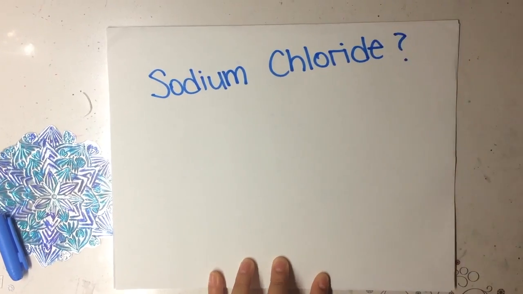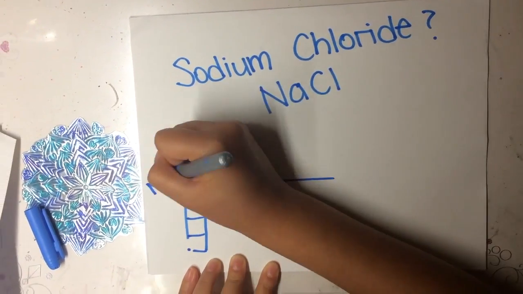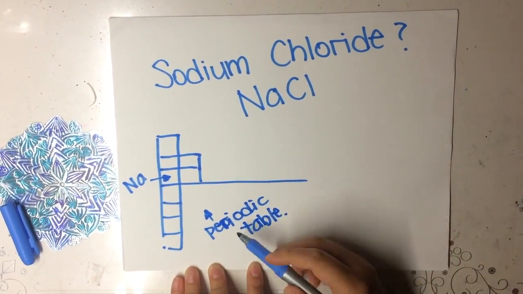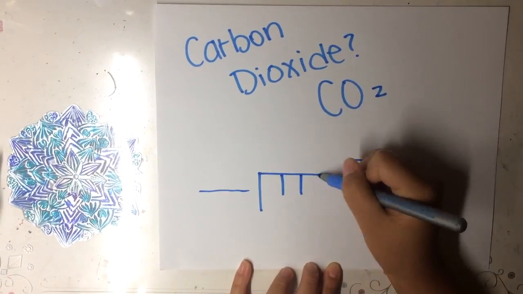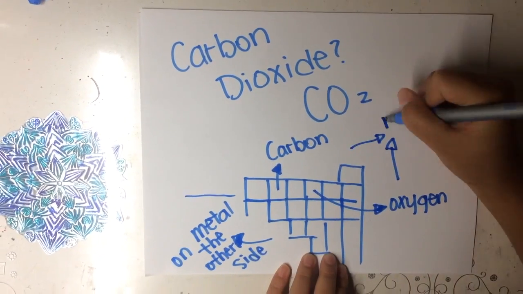For example, sodium chloride would be an ionic compound because it contains the atom sodium, which is a metal, and the atom chlorine, which is a nonmetal. Ionic compounds have a metal and nonmetal in them. Carbon dioxide, on the other hand, would be a covalent compound because it does not contain any metals.